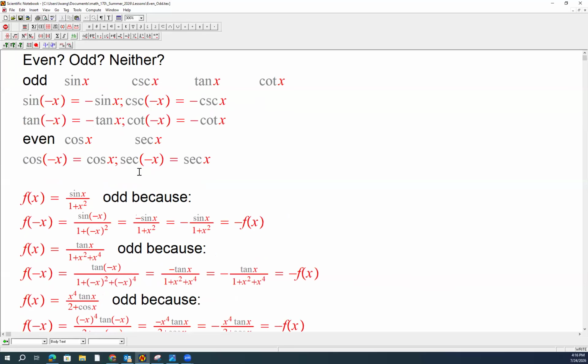But we also have demonstrated, by definition, that there are 4 odd functions and 2 even functions. And that's all for this lesson.